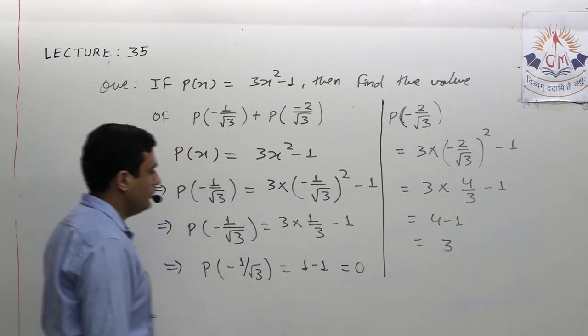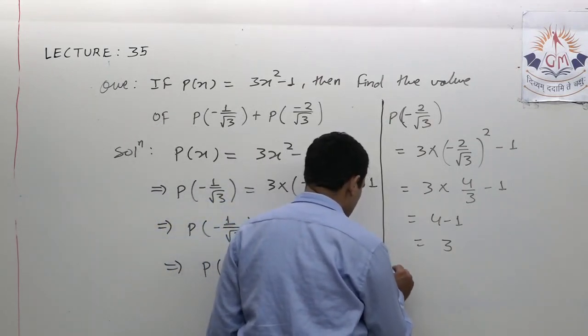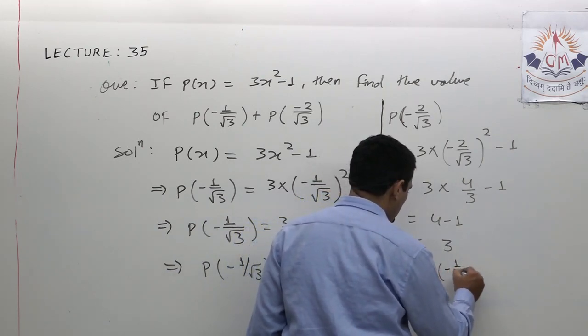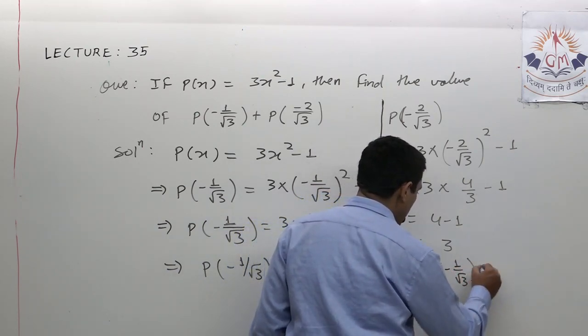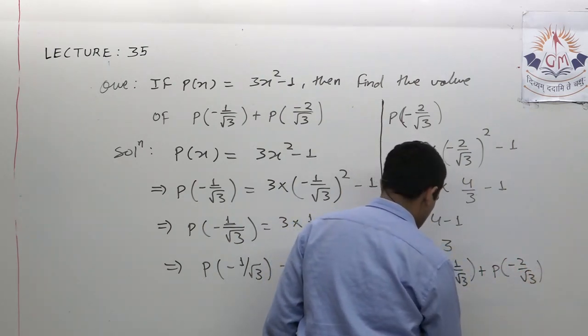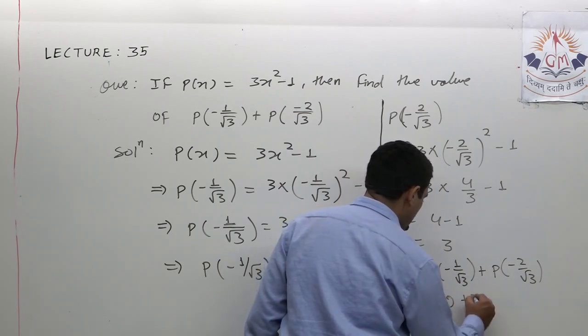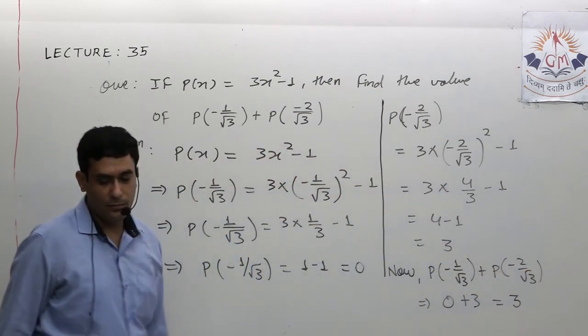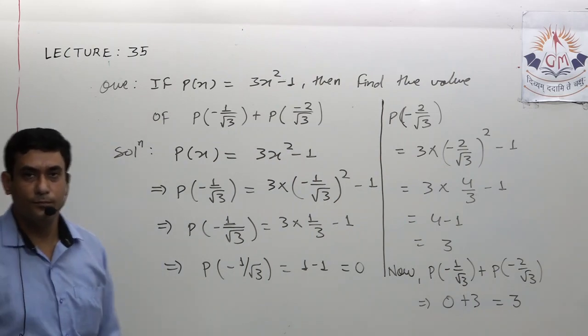So note it down up to this point, or let me finish it. Now p of minus 1 upon root 3 plus p of minus 2 by root 3 is equal to 0 plus 3, so the final answer is 3. So this is our final answer. Please note it down.